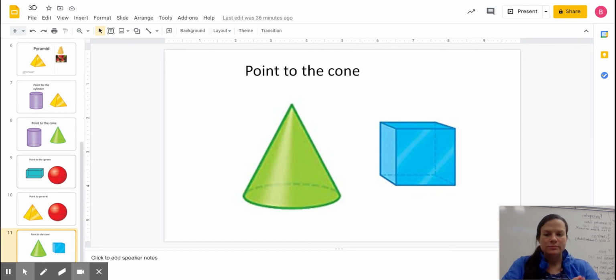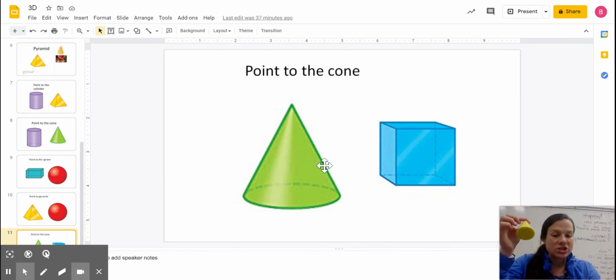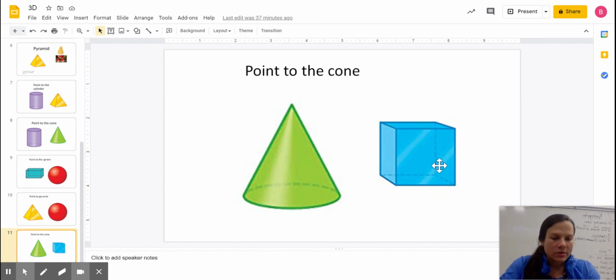Now let's look at these 2. Point to the cone. Now I've already asked you this one before. Which one's the cone? Remember, an ice cream cone. That's right, it's the green shape. So if this is a cone, what is this blue shape over here? Look at it. It looks like a box or an ice cube. So is it called a cube? That's right, the blue shape is a cube.